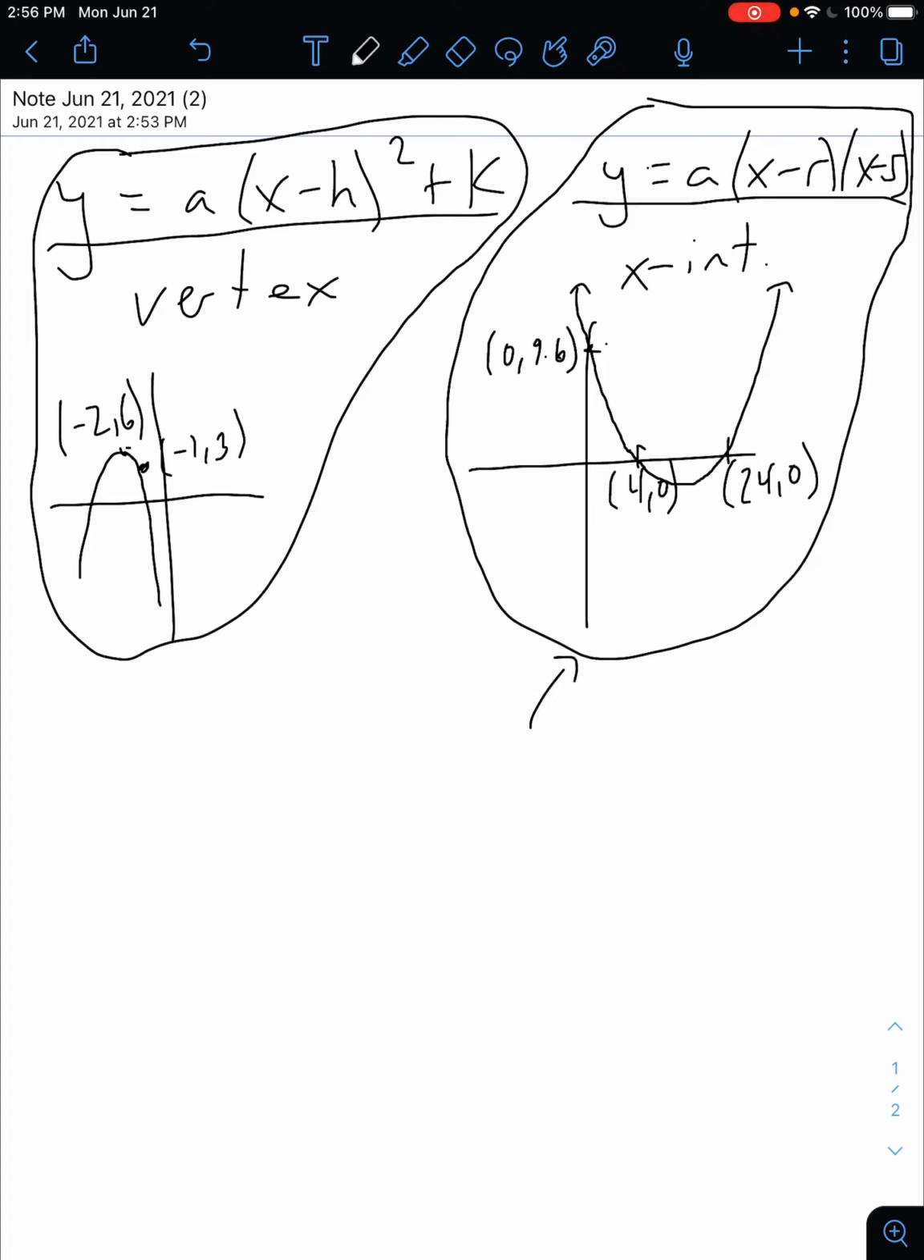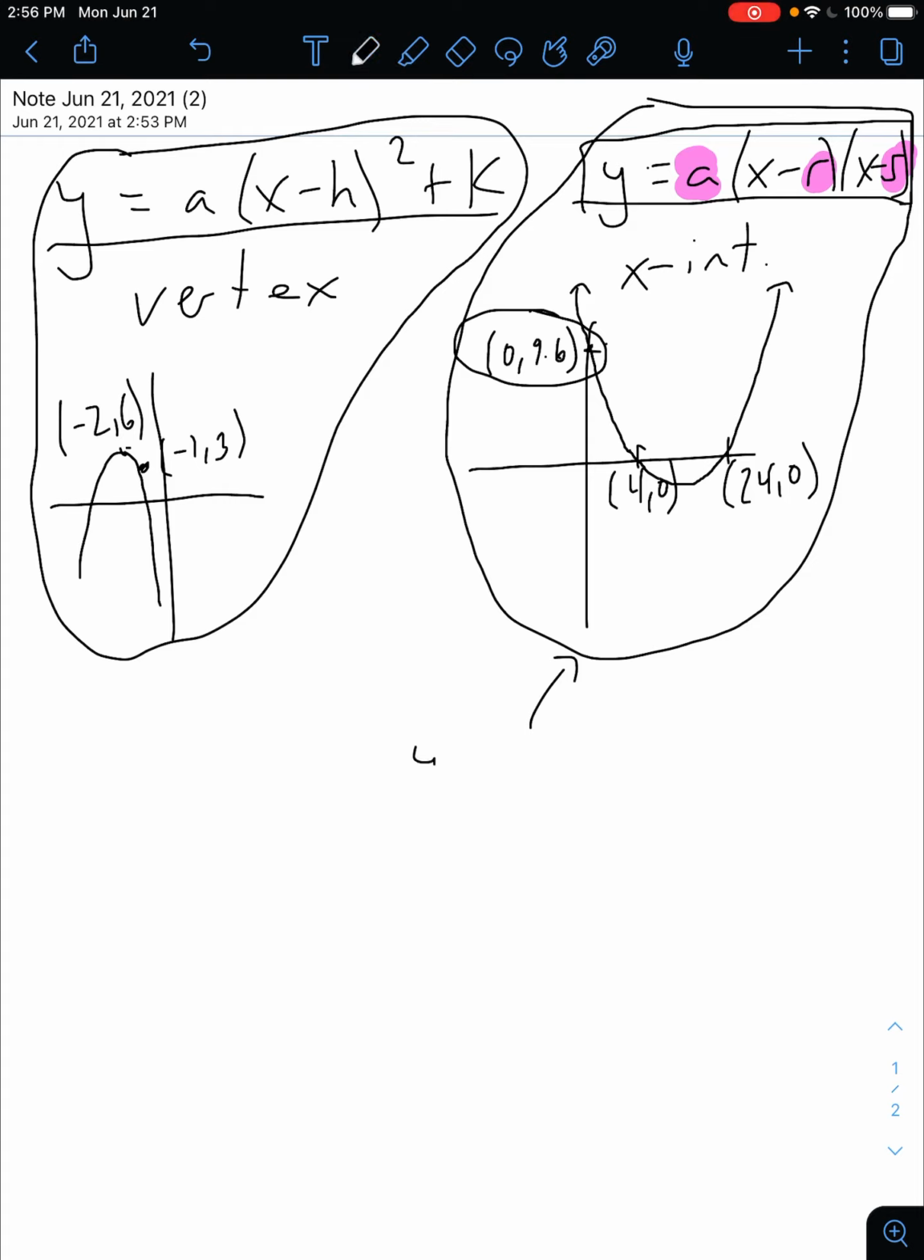So in the form, right here, R and S are the two x-intercepts that I know. Like on this problem, R is 4 and S is 24. The reason they give me a third point, another point, is because I still have to find this A value right here. I basically need to know A, R, and S. And I already know R and S, but I have to know the A value. So here's how I find the A value.